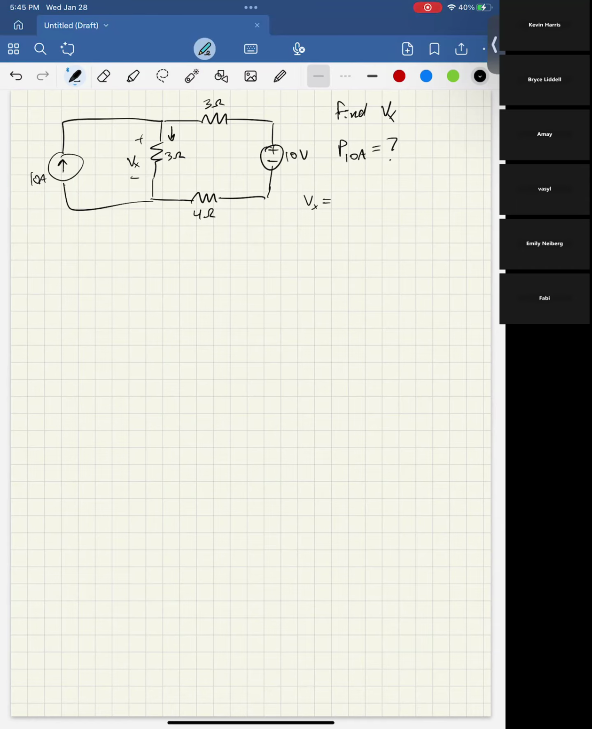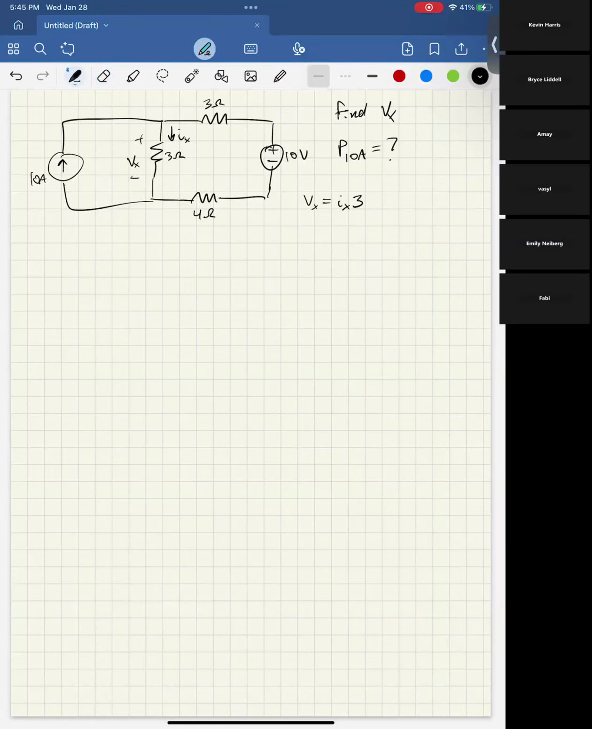So it's going to be, let's label this Ix just for simplicity. This is going to be Ix times 3, right? Hopefully that's pretty clear. And then next up, we need to find the power of that 10 amp source. We know that power equals current times voltage. We already have the voltage, so we need to find whatever the current is in this system through that source.